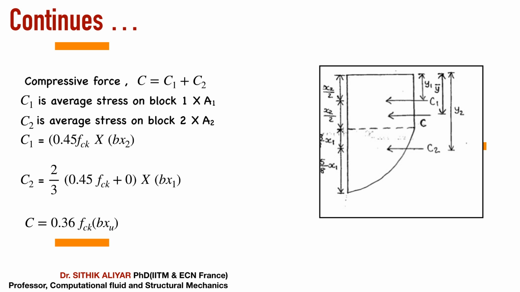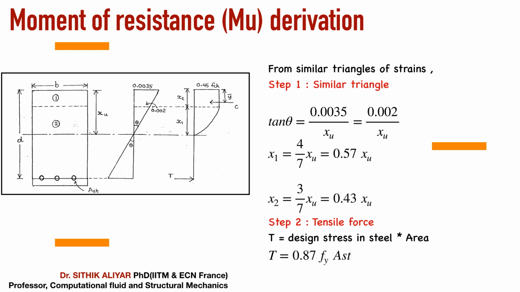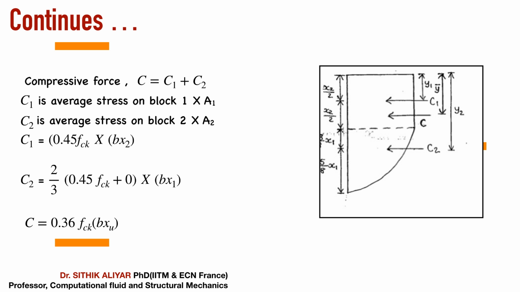You see the final C value is again stress into area. What is the stress here? 0.36 fck. What is the area? b into xu. b is the width of the beam and xu is the depth, so b into xu is the overall concrete area above the neutral axis, and the stress is 0.36 fck. Okay, so it's very clear. So take a pause, derive yourself how this came, then you can go next.